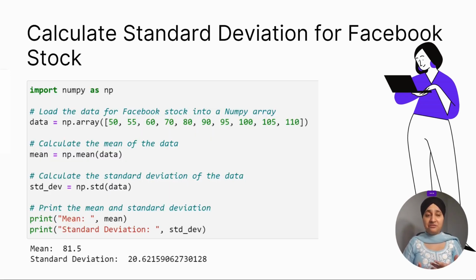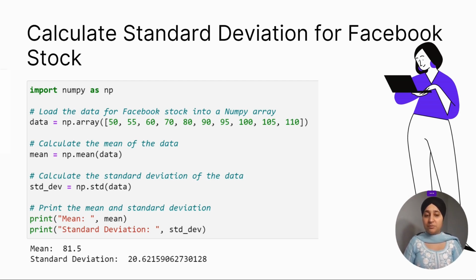So, how can we calculate standard deviation for Facebook stock? We have an array data that contains data for Facebook stock in a NumPy array. Then we are calculating the mean using the mean function. And then we are simply calculating standard deviation using the std function. And here within this function we are passing data as an argument. np is referring to the library NumPy, and the standard deviation and mean functions are both inside this library.